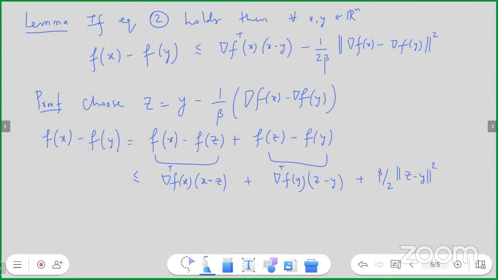So what is the inequality? f of x minus f of z minus the gradient times x minus z is less than or equal to beta by 2 times x minus z squared. Right. So how do I get rid of it? Is it possible to get rid of it? You can always do f of z minus f of x minus gradient of f of x times x minus z.